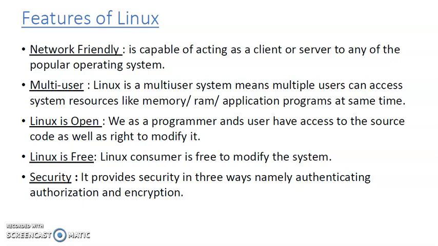And the third one is encryption. What is the meaning of encryption? Encryption means converting your information or your data into code. So why do we convert the data into code? To prevent unauthorized access. Okay. So these features will provide the security.